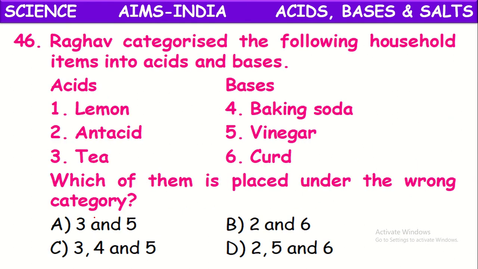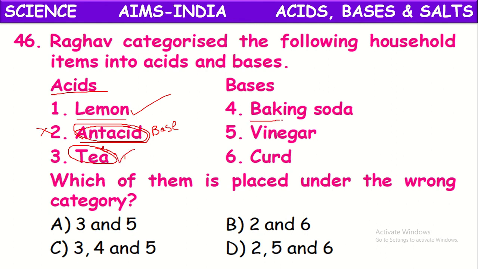Now see the next one. Raghav categorized the following household items into acids and bases. Which of them is placed under the wrong category? See, some acids he tried to classify. What are the acids they mentioned? Lemon. Yes, it contains citric acid. Antacid. In the name it is an acid, but it is not an acid. It is a basic substance because it contains magnesium hydroxide. Okay, it is placed in the wrong category. Tea. Tea also contains some acid. Isn't it tannic acid we call? So it contains acid. It is acid only. It is correct.